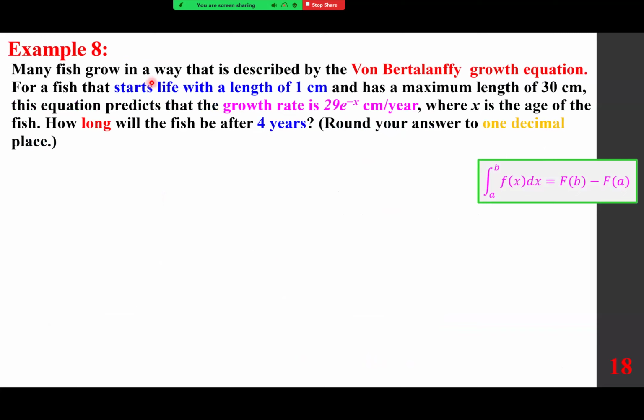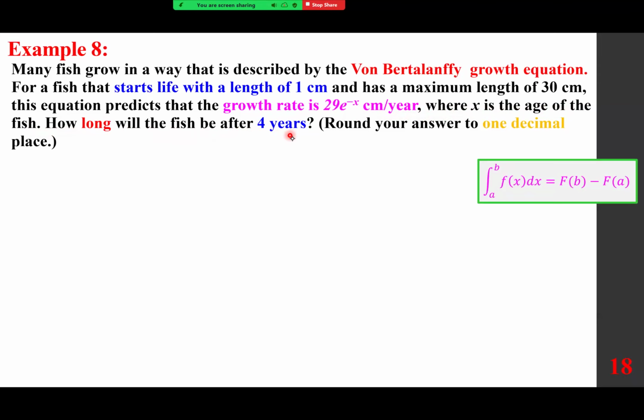Many fish grow in a way that is described by the von Bertalanffy growth equation. For a fish that starts life with a length of 1 centimeter and has a maximum length of 30 centimeters, this equation predicts that the growth rate is 29e^(-x) centimeters per year, where x is the age of the fish. How long will the fish be after 4 years?